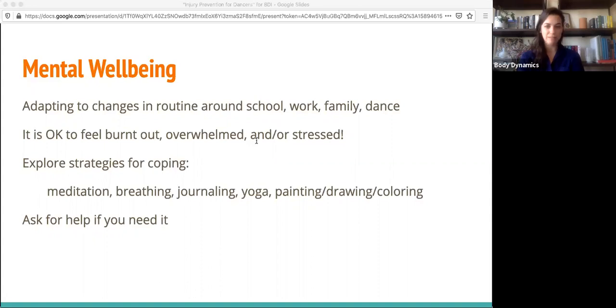Just accept what you are feeling. I bring this up because poor mental health and poor well-being is correlated with a higher risk for injury. And it's also correlated with prolonged healing times. So do what you can to take care of yourself.